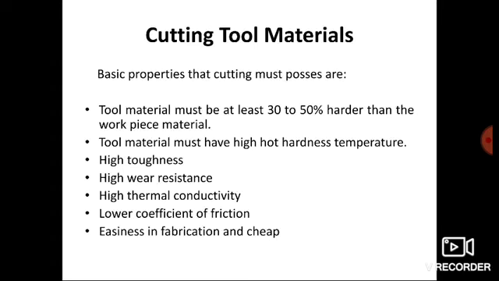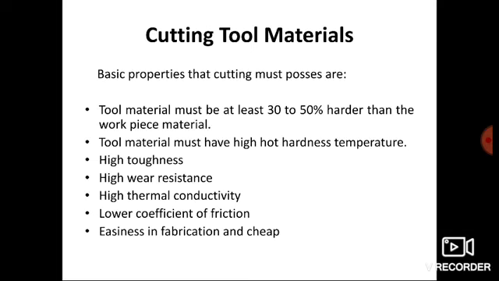Now we will discuss the various cutting tool materials, means the material out of which your single point cutting tool is made. Okay, so before that we will discuss some basic properties that your single point cutting tool should have. So the very first property, that is tool material must be at least 30 to 50% harder than the workpiece material. So your cutting tool material should be 30 to 50% harder, then and then it can remove the material from the workpiece.